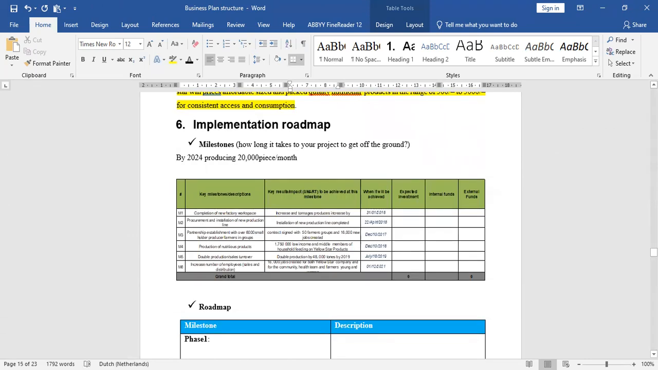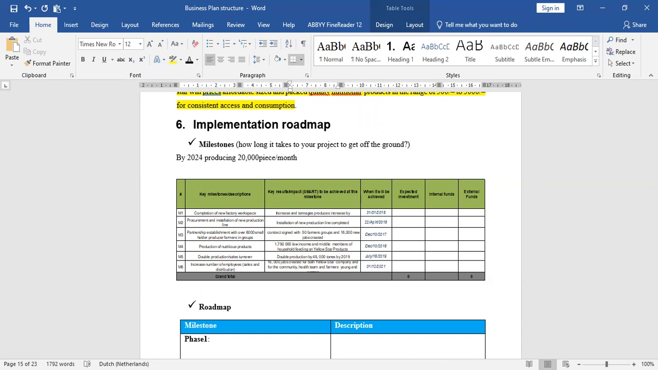Now there are two things. We talked about milestones, then we talked about roadmap. Now I said mention the milestones, the things that you have to achieve by the time you reach, if it is 2024, what are those things you have to achieve? Oh, I need to have a new machine. Oh, I'll need additional workspace. Oh, I'll need a drying facility. Okay, then by when should you achieve this?